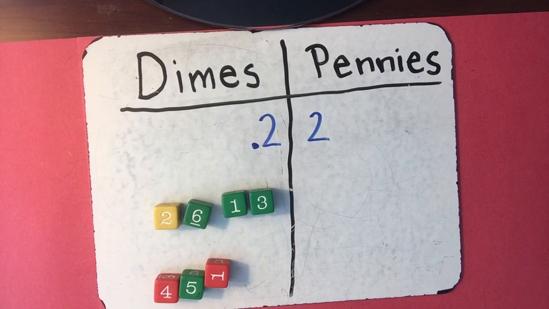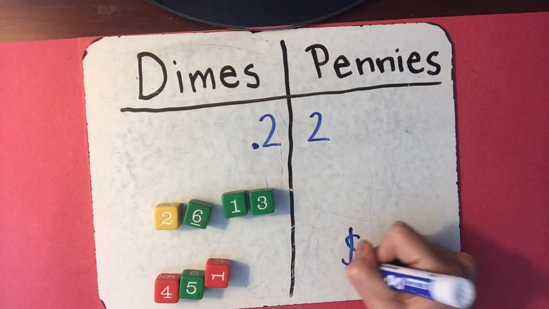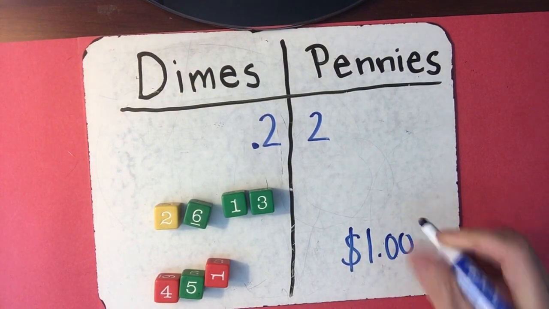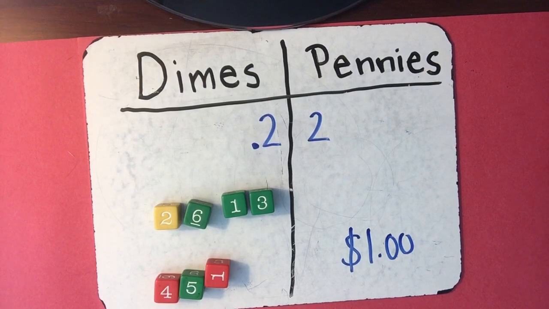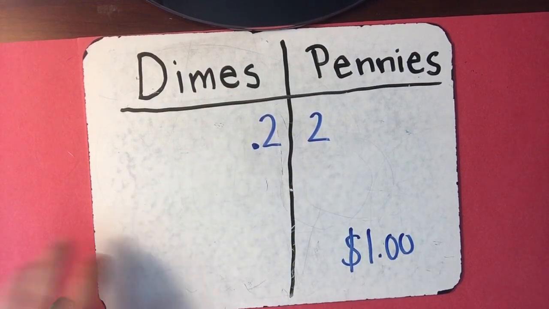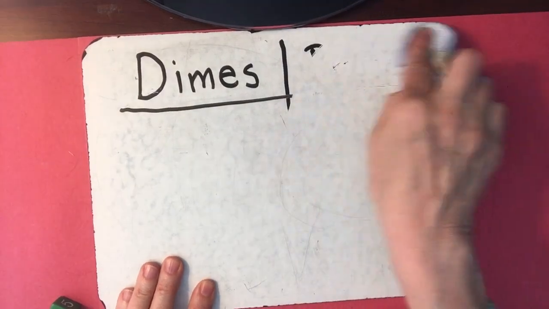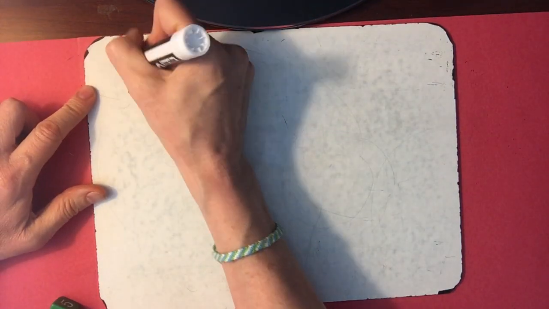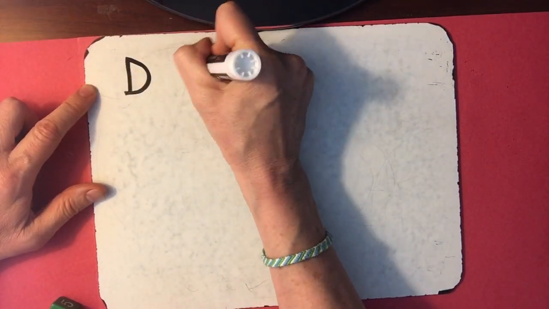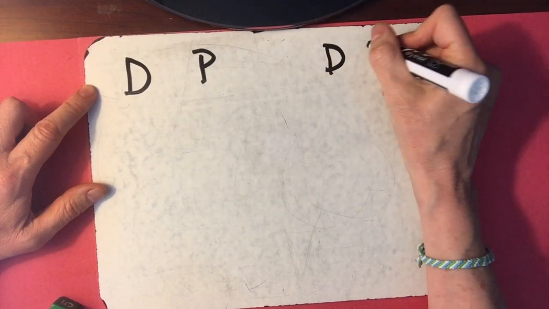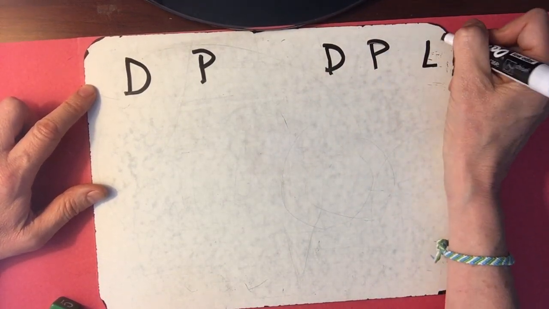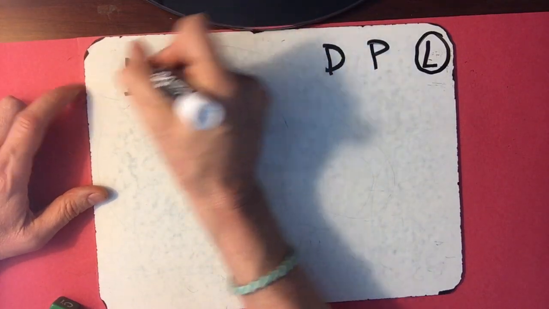My score is going to be where I roll the dice and I count up mine and I get a certain score, and then we will play until the first person makes it to $1. Okay? So I think to play this game, I'm going to need to make my own scorecard where I have your score and my score. If we were at school together, we would just have our own scoreboard, but I will keep score for you and for me. So this is dimes, this is pennies. Dimes and pennies.